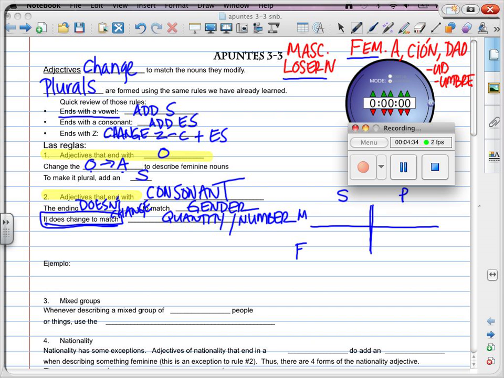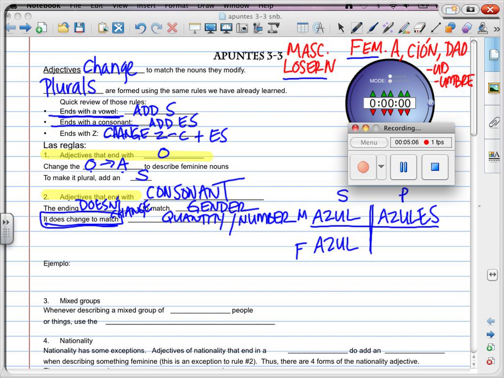So let's take the adjective azul, which is a color. It's masculine. What do I do to make it feminine? Well, what does the rule say? The ending doesn't change to match gender, so I leave it the same. So what do I do to make it plural? And it's masculine. Well, it does change to match quantity and number. Okay, so what's the rule to making something plural? If it ends in a consonant, back up here, we add what? I'm sorry, not that one. Here. If it ends in a consonant, you add ES.